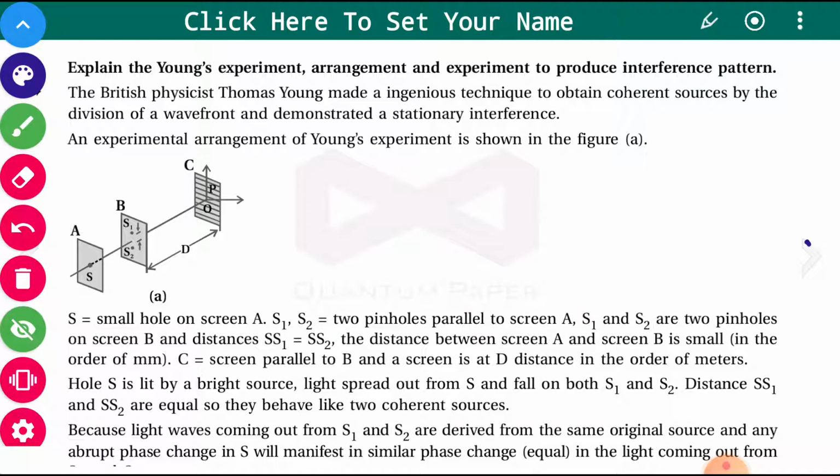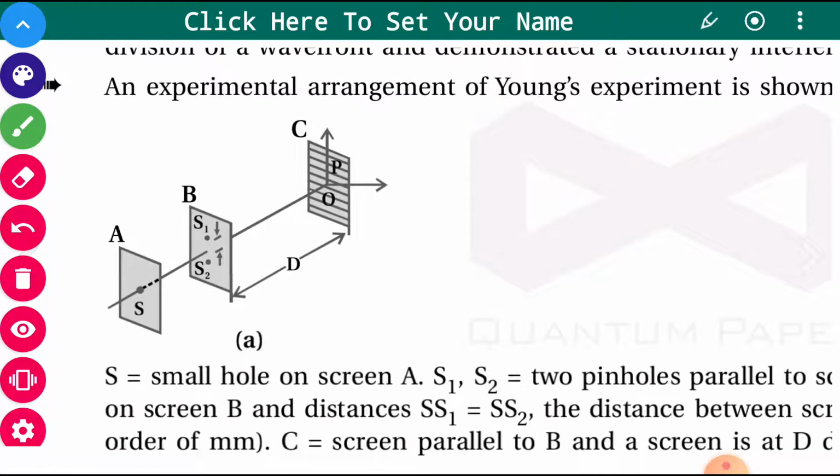First of all, how to produce coherent sources, that was the question. He produced the coherent sources by the division of wavefront. This experimental arrangement of the Young's experiment is shown in this figure, you can see. Here S is a small hole. Try to understand, this S is a small hole on the sheet A. It is just a sheet, okay.